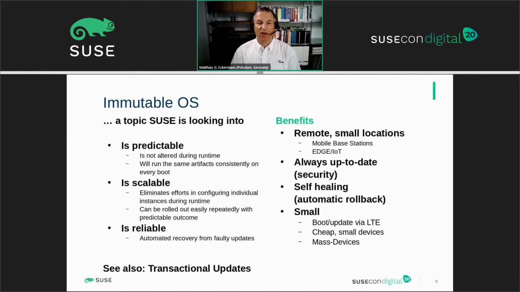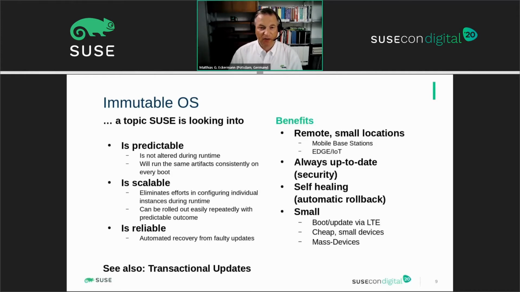This has benefits when we are talking about remote or small locations. For example, mobile base stations, edge devices, IoT devices, devices or systems that need to be always up to date due to security requirements, or systems that you can very hardly go to, or where it is hard for someone to even approach it because it's built in somewhere. So it needs to be self-healing to a specific degree.